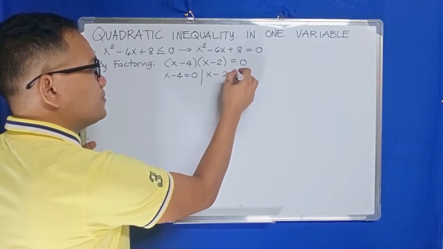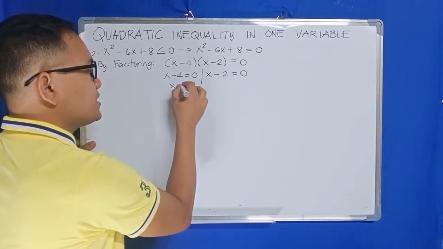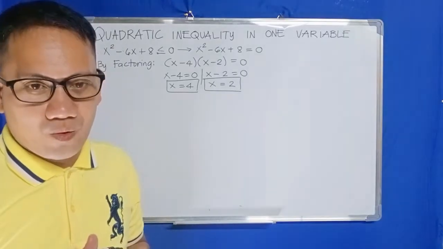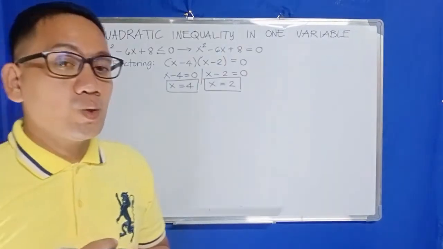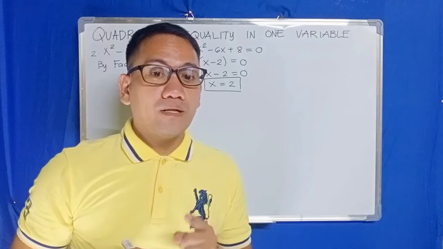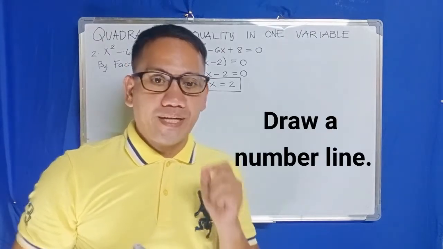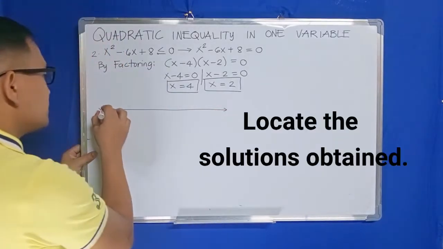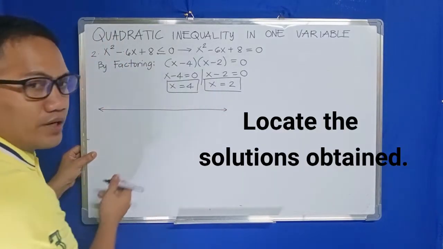And this time we can determine our solutions. X is equal to positive 4. And the second solution is x equals positive 2. After we determine the solutions or roots, the next thing that we will do is to draw a number line. So we will try to draw a number line as we locate positive 2 and positive 4 on it.